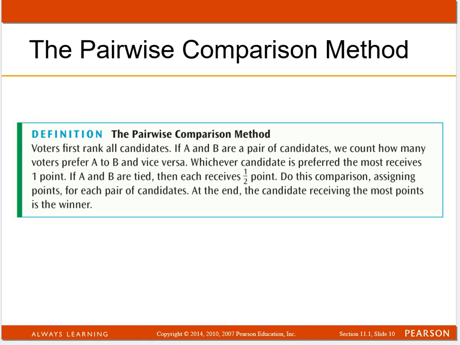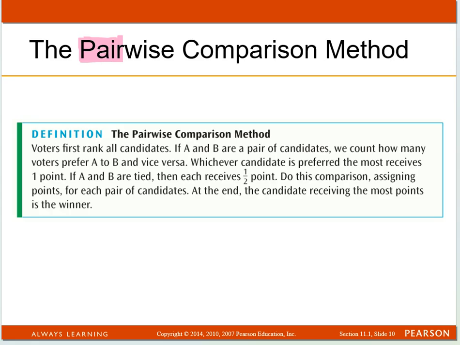The fourth and final method is called the pairwise comparison method. And if you think about the word pair, if you have a pair of something, you have two of them. So what you do is voters first rank all the candidates. And then if A and B are a pair of candidates, we count how many voters prefer A to B and vice versa, which means how many would prefer B to A.